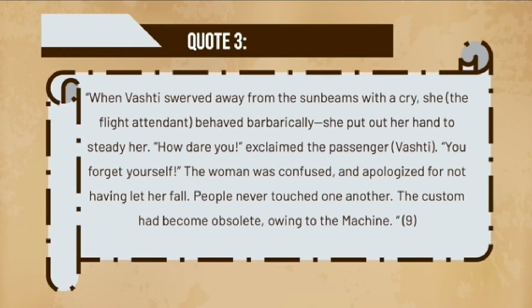Quote 3. "When Vashti swerved away from the sunbeams with a cry, she, the flight attendant, behaved barbarically. She put out her hand to steady her. 'How dare you?' exclaimed the passenger. 'You forget yourself.' The woman was confused and apologized for not having let her fall. People never touched one another. The custom had become obsolete, owing to the machine." This quote represents Forster's predictions on fewer in-person interactions in the future.